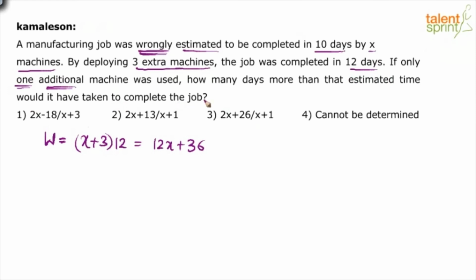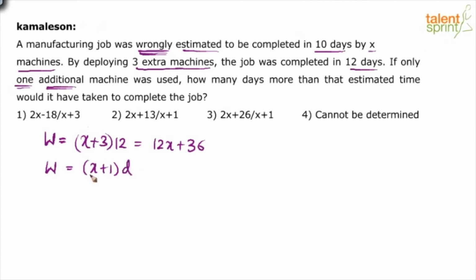Now, what happens if only one additional machine is used? The other case, I mean, this is one case. In the actual case, X plus 3 machines could finish in 12 days. But what happens if only one additional machine is used? We can say the total work W will be X plus 1. We don't know how many days it would take. Let us assume it is D days.